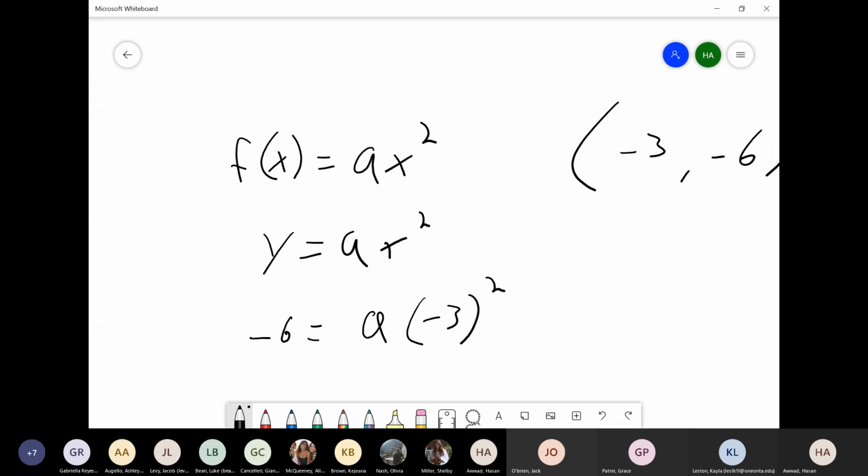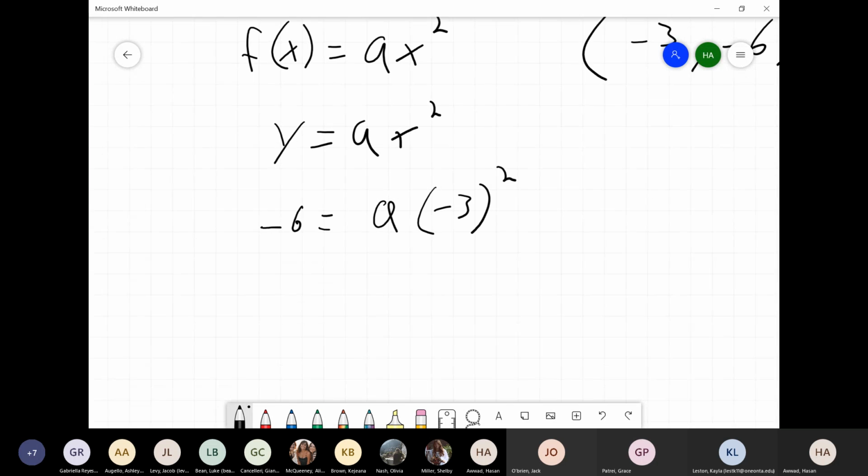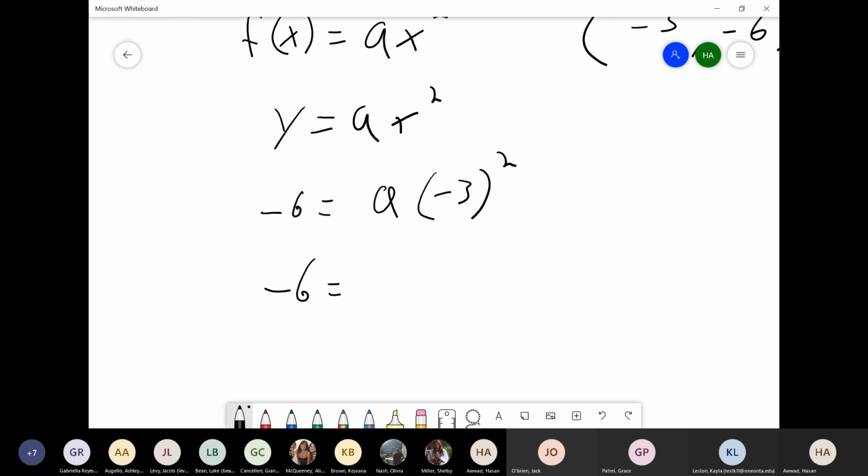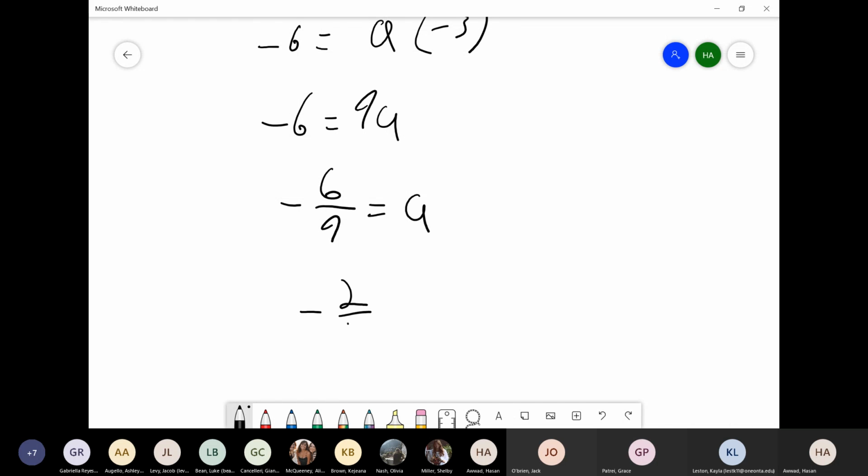So let's solve for a. First we take care of the square, -3 squared. We have -6 is equal to a times, well, -3 times -3 is +9. Now that we have +9, we can divide 9 on both sides, so -6 over 9 is equal to a. Simplifying, we get a is equal to -2/3.